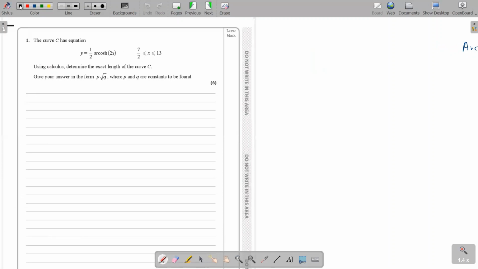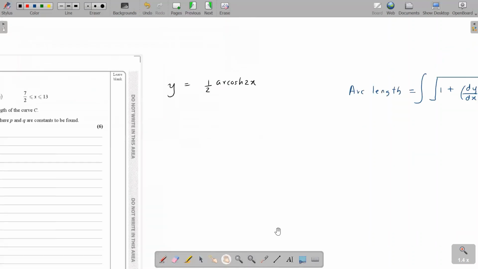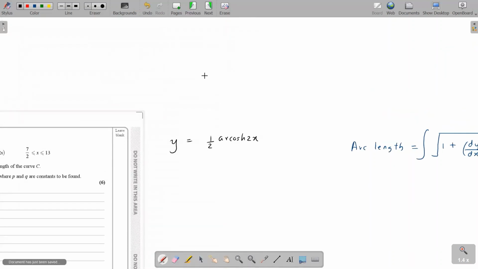Okay, so to apply the arc length, I have to first find dy by dx. Can I know how to differentiate y equals half arccos 2x? So what's the differentiation of arccos x? Can you all tell me what's the differentiation of arccos x? Arccos x differentiation is 1 over root x squared minus 1. This is if it's arccos x.